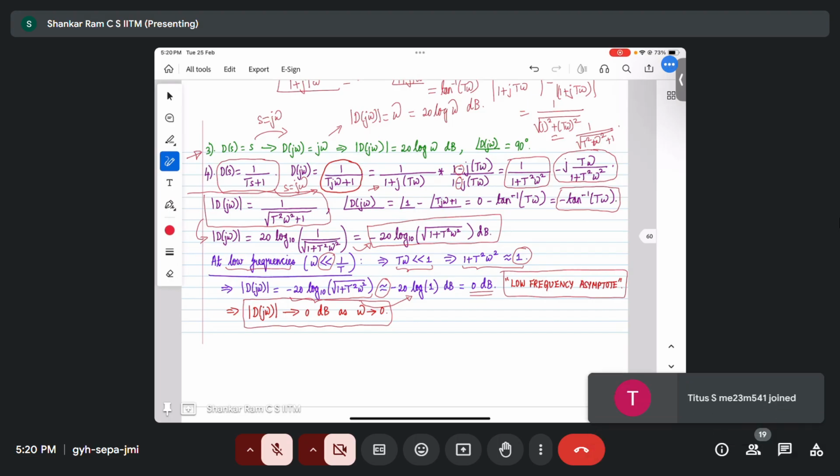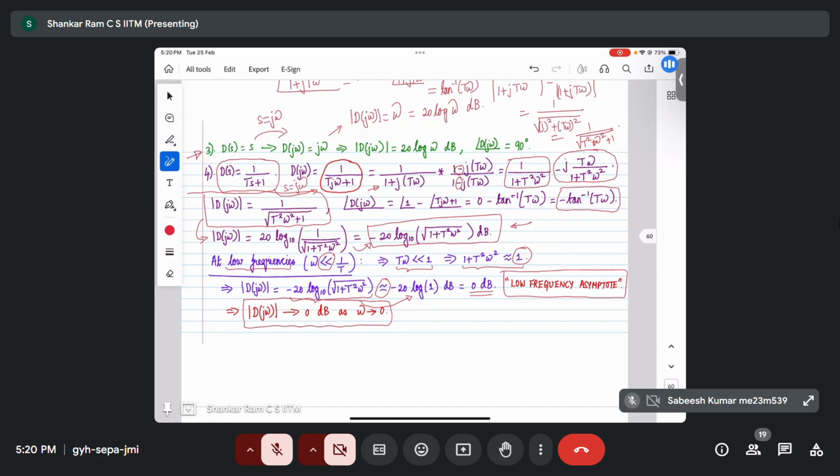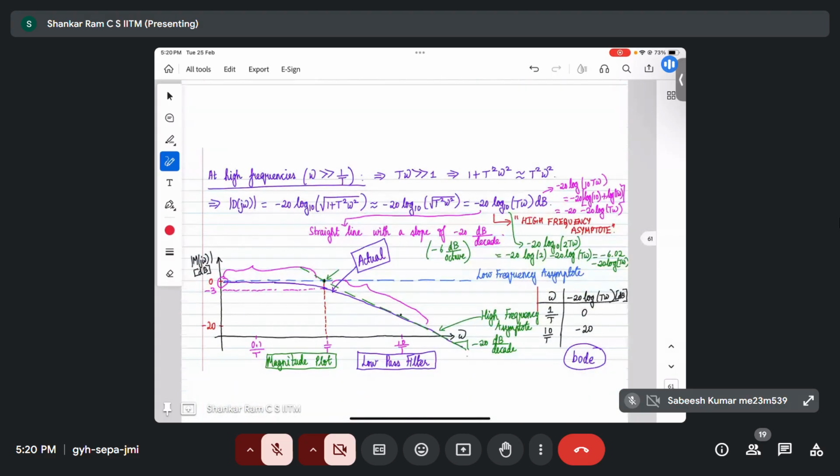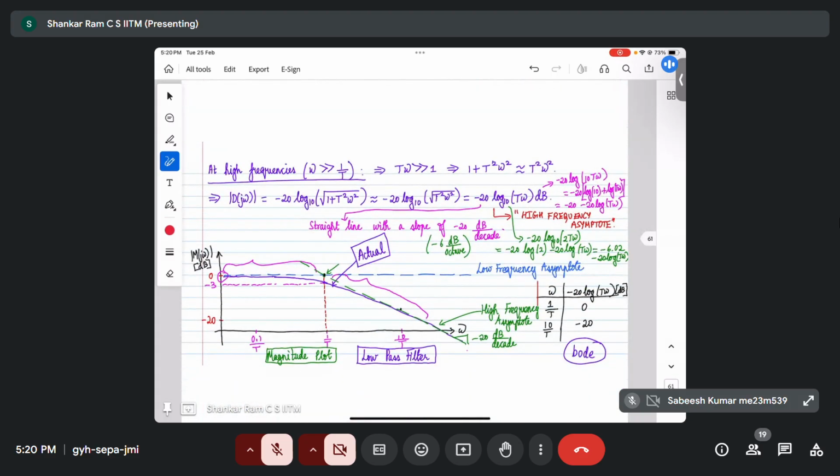We are dealing with the factor 1 by Ts plus 1. We observe that when we derive the magnitude of this factor in decibels, it is minus 20 log to the base 10 square root of 1 plus T squared ω squared decibels. That is a nonlinear function of ω, but we are trying to approximate at low frequency and high frequency. At very low frequencies, the magnitude is going to go to 0 decibels. Okay, fine. Now let's see what happens at very high frequencies.